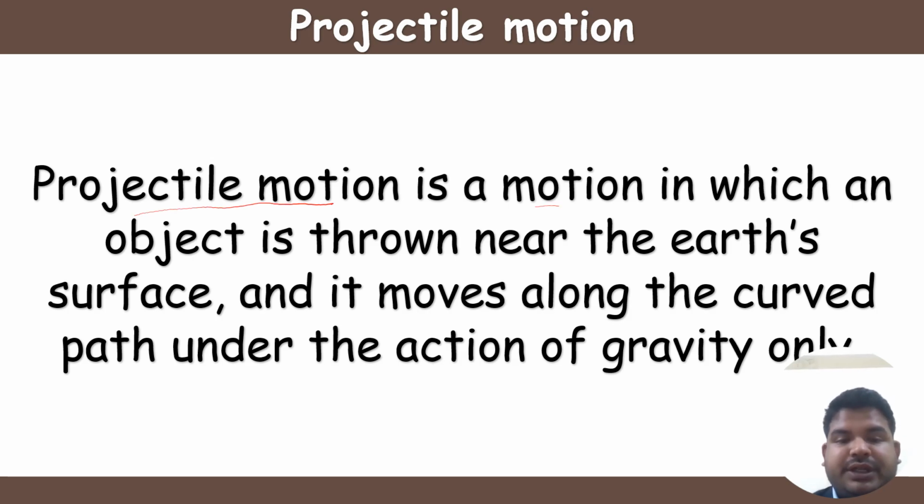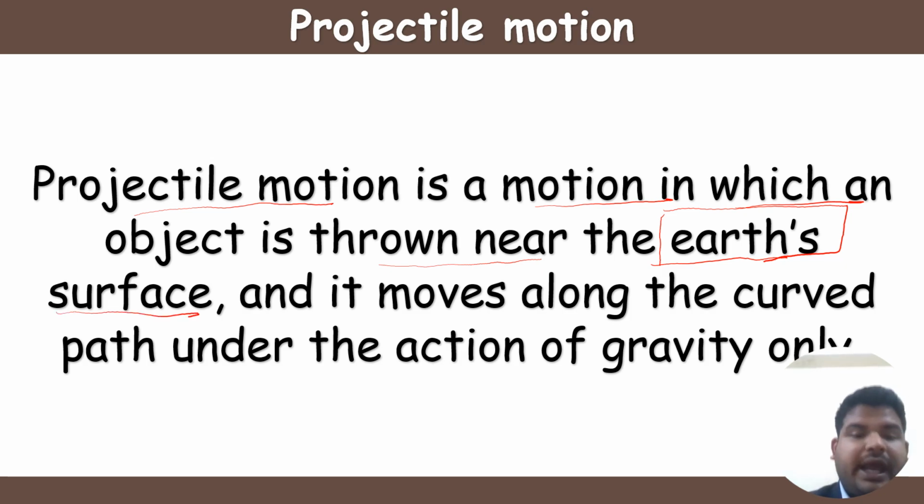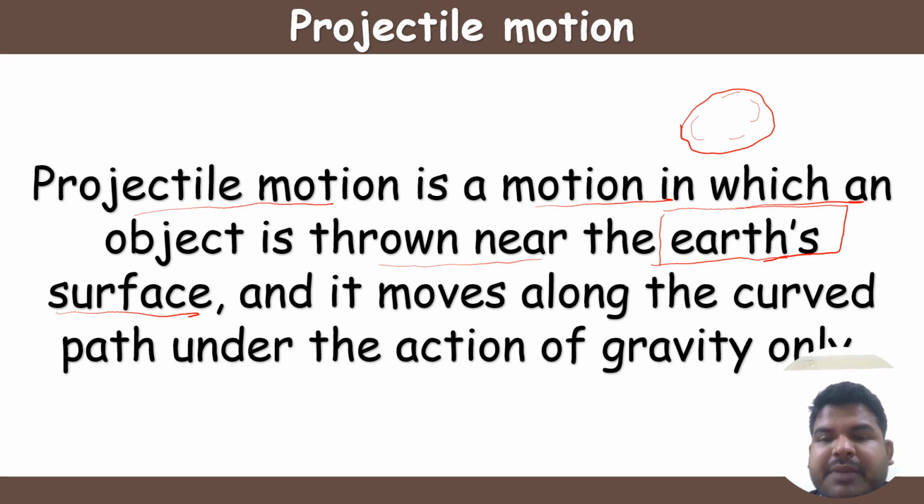Projectile motion is a motion in which an object is thrown near the earth surface. Here, earth surface is very important. And it moves along a curved path. Curved path means any path on a circle states a curved path, normally an ellipse, parabola, or whatever curve things represent.